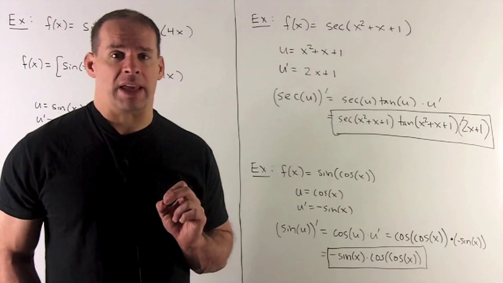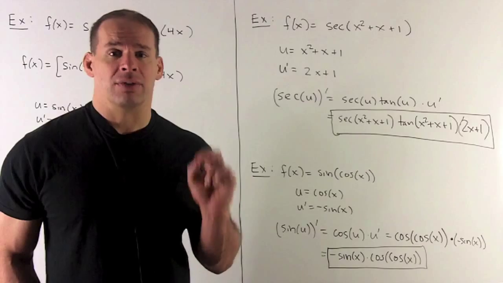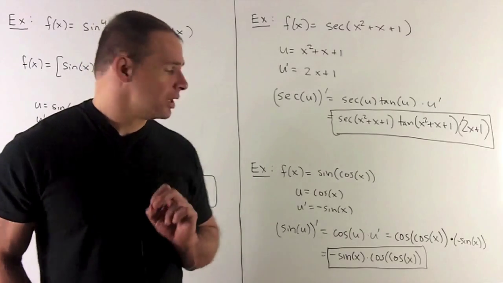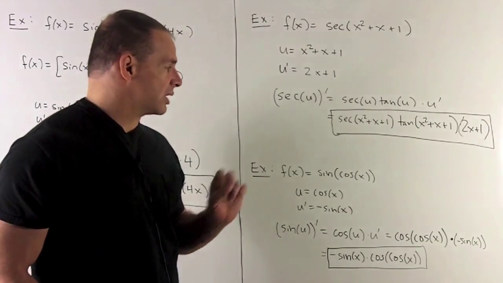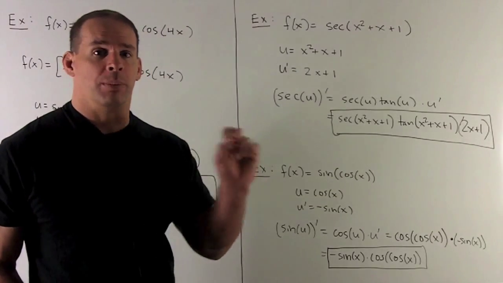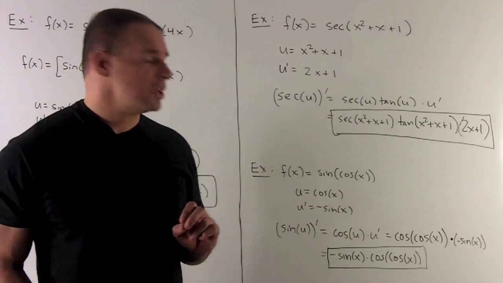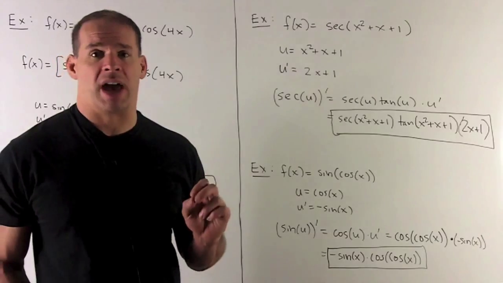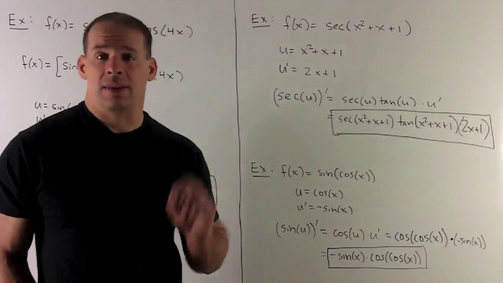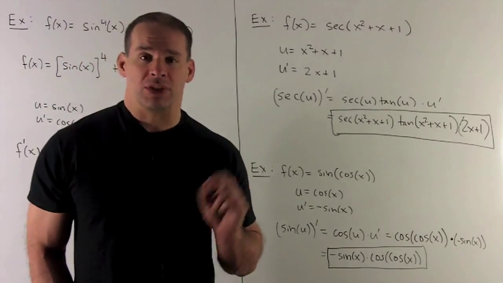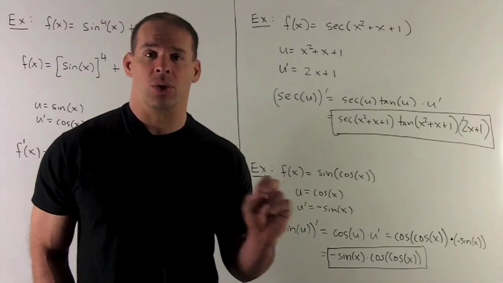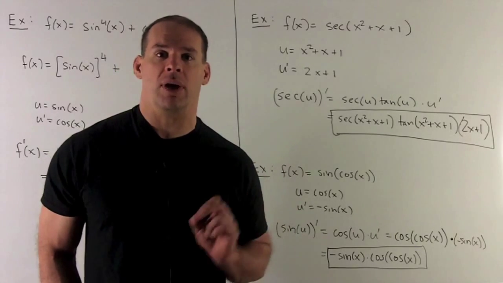So if I just stick things back in, we'll have cosine of cosine of x times u prime, which is minus sine of x. Okay, I can pull the minus sine of x out in front, so we'll have minus sine x times cosine of cosine of x. And then we can't simplify that anymore. That's just cosine composed with itself. It's not a cosine squared or anything that we know how to deal with.